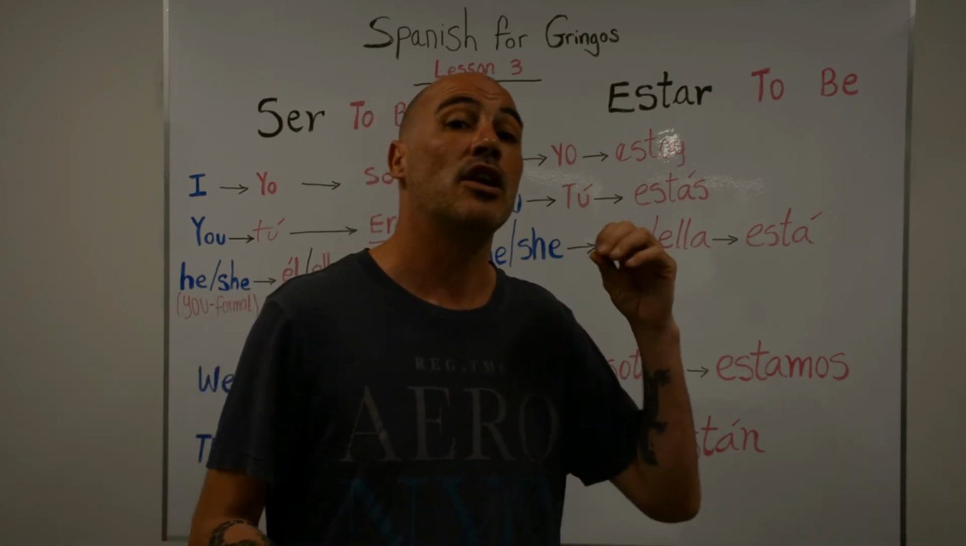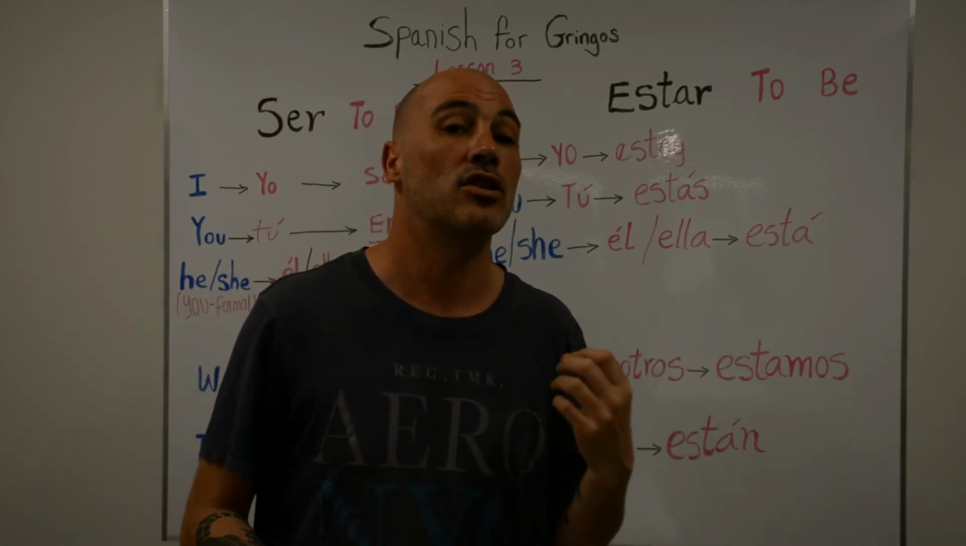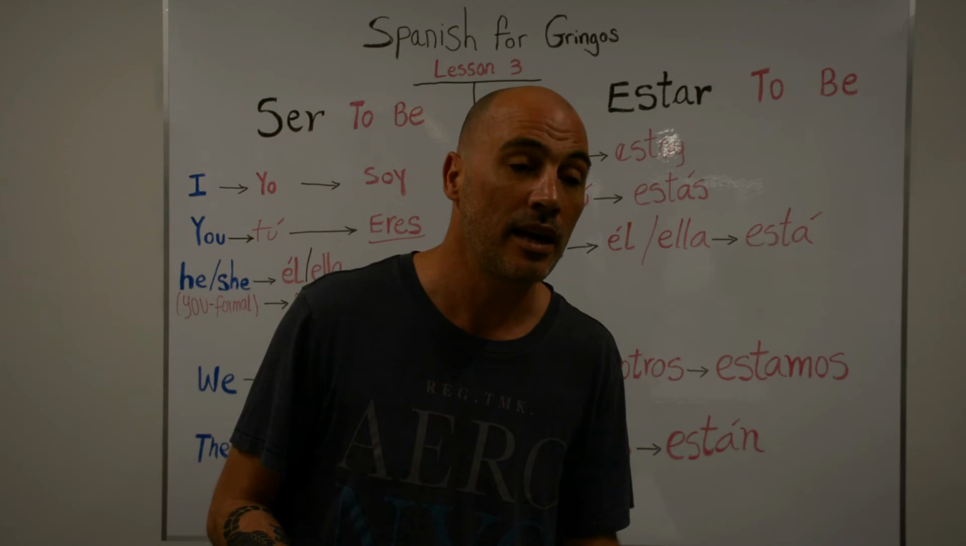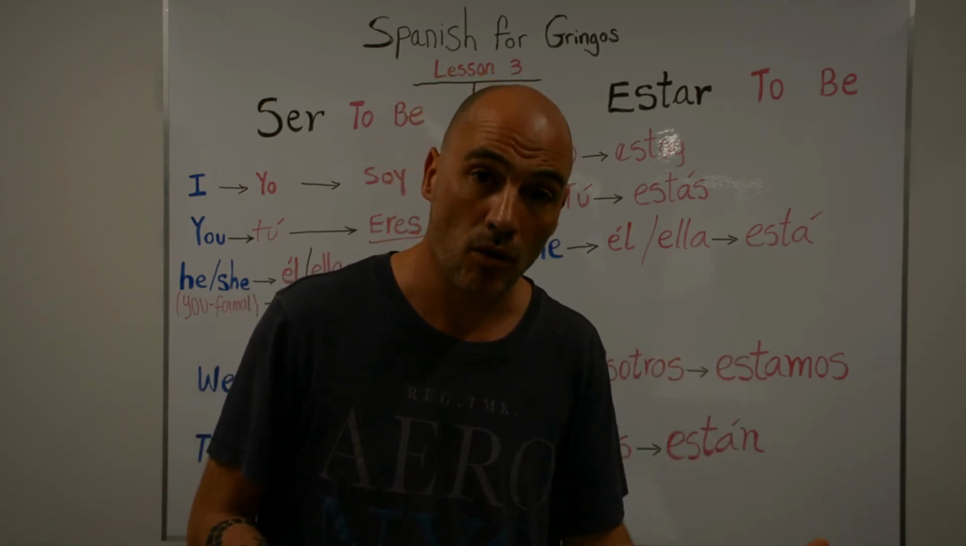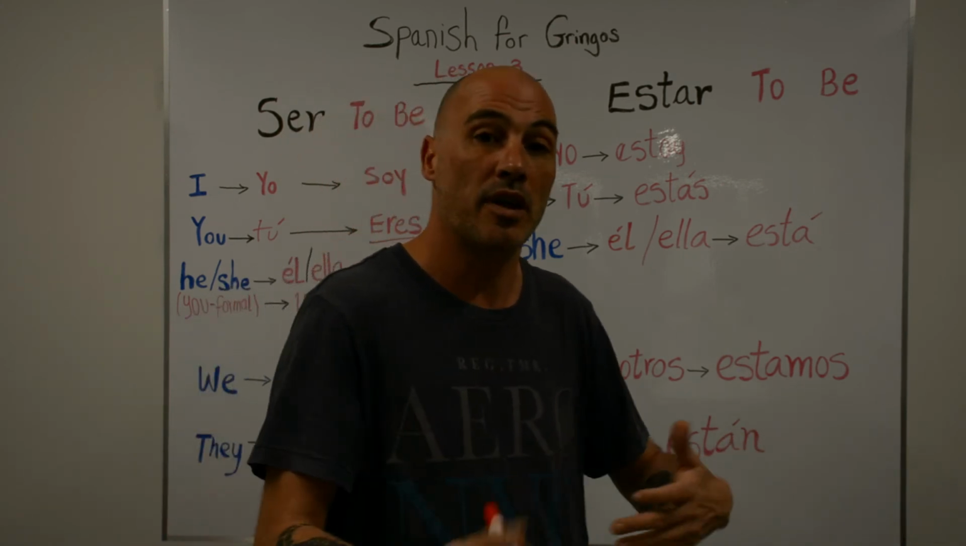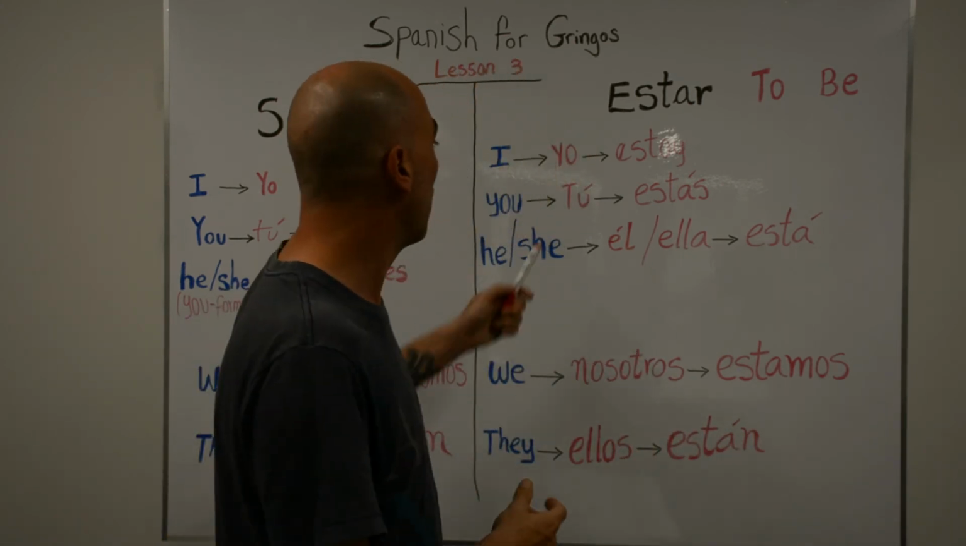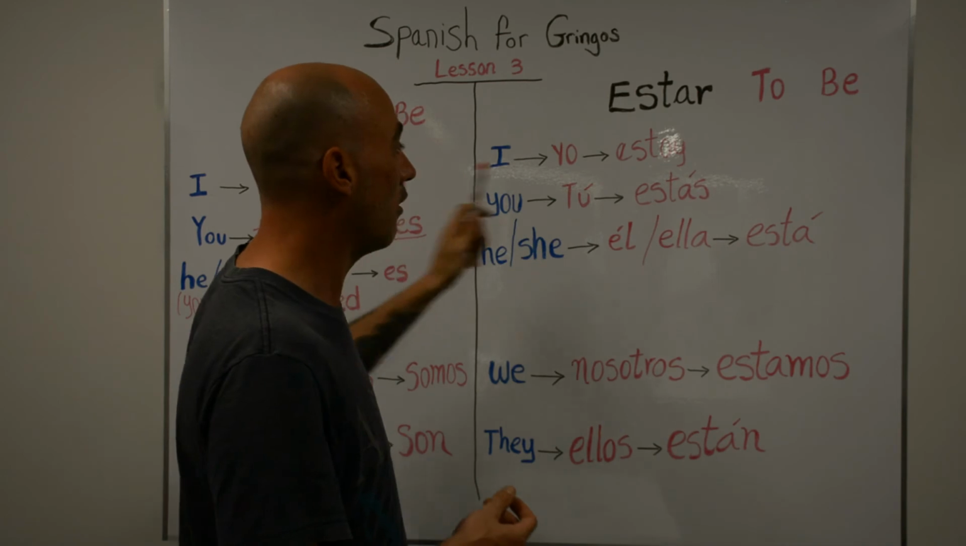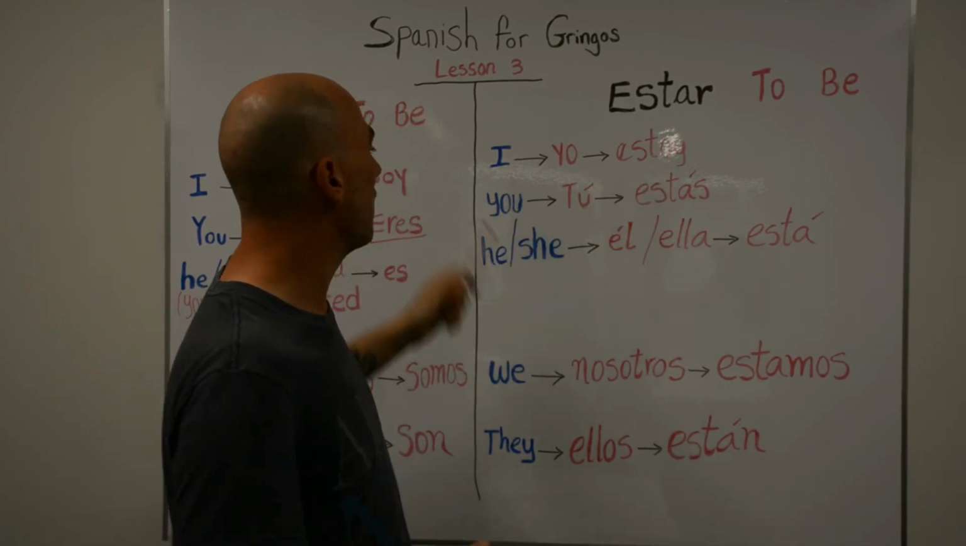So I can say soy canadiense y viviendo en Peru. Estoy en Peru. So I'm a Canadian, I'm living in Peru, I am in Peru. So that's the difference between a temporary state of being and a permanent state.